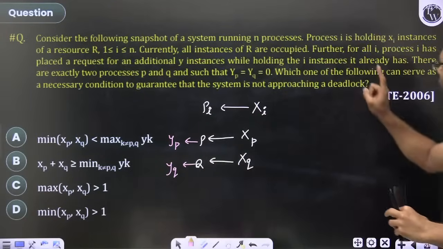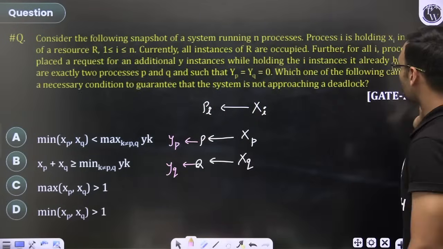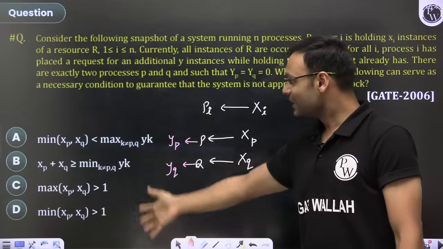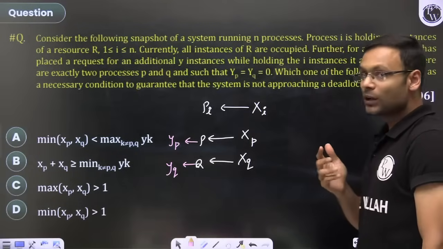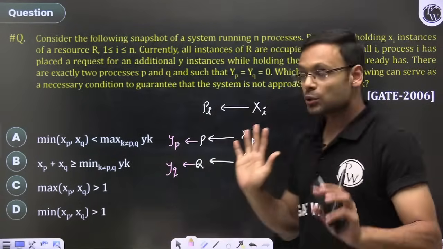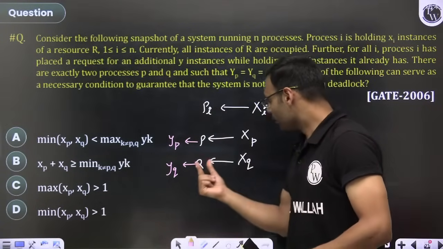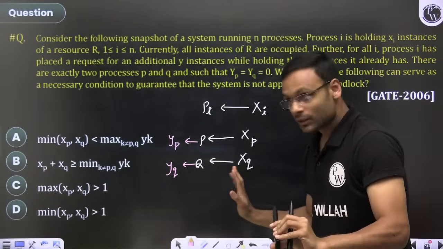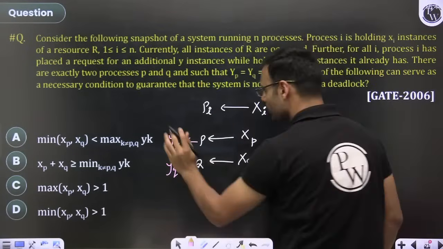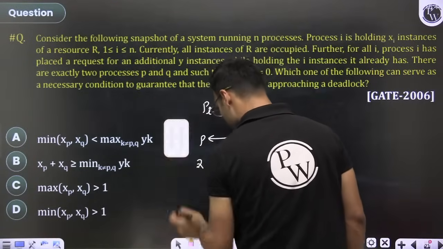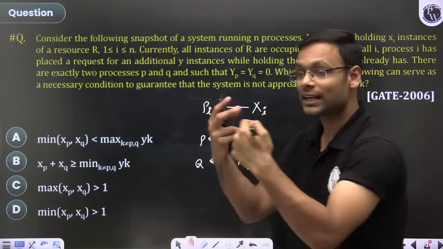Can they complete? Yes. Which one of the following can serve as a necessary condition to guarantee that the system is not approaching a deadlock? Among these conditions, which particular condition will tell you that the system is not approaching deadlock? So, two processes P and Q: P is holding xp, Q is holding xq, P requested yp, Q requested yq, but the request is 0. Request is 0 means P and Q are not even waiting or requesting any resource, so they can complete.